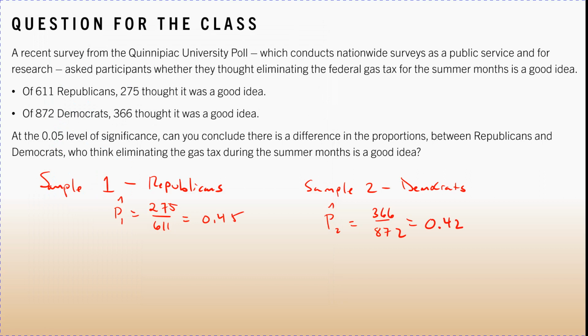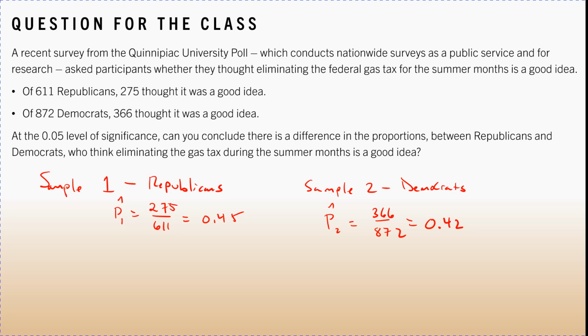So it looks like there's a three percentage point difference. Is that difference statistically significant? Let's find out. At the 0.05 level of significance, can you conclude there is a difference in the proportion between Republicans and Democrats who think eliminating the gas tax during the summer months is a good idea?